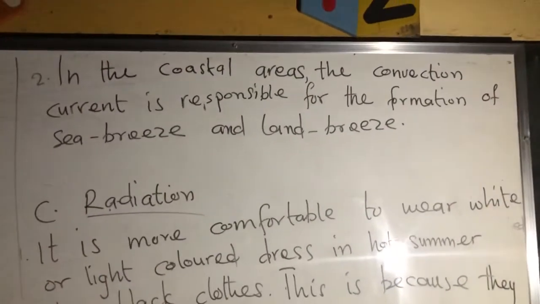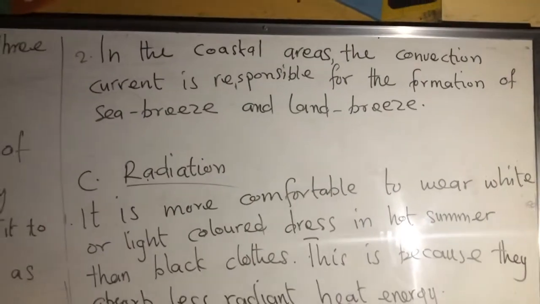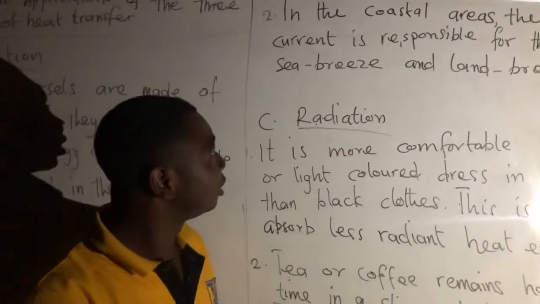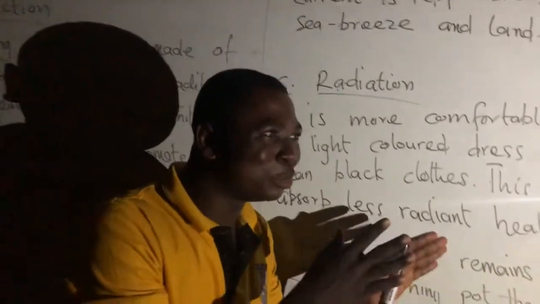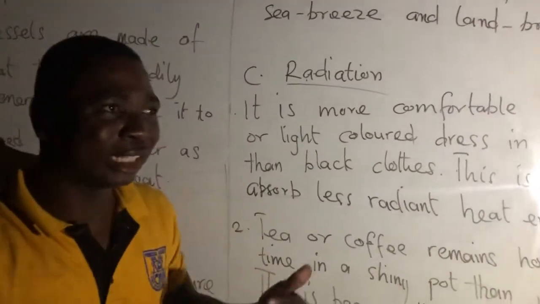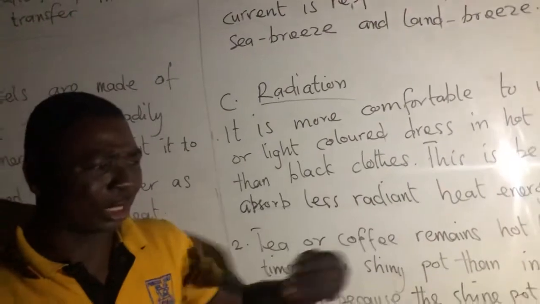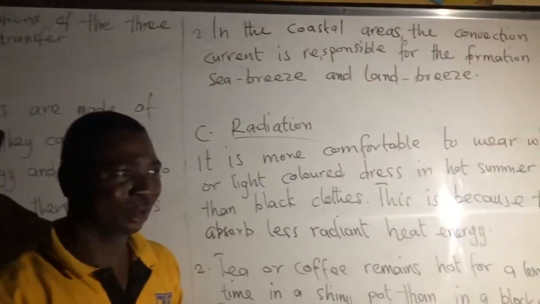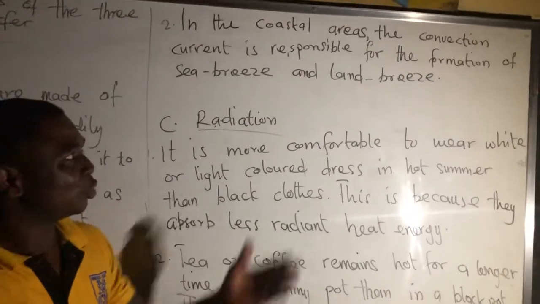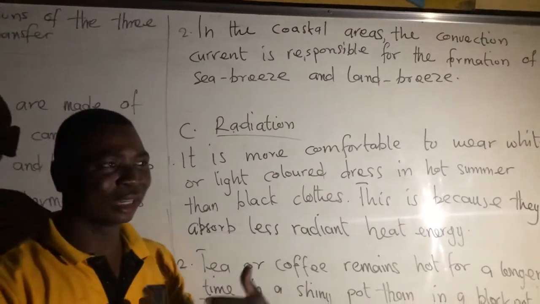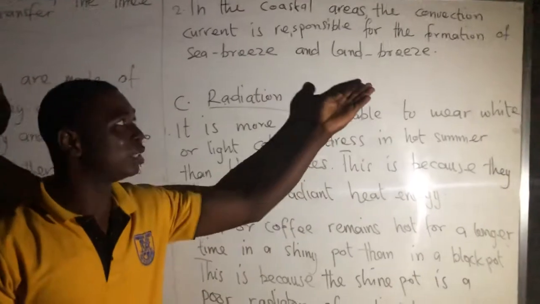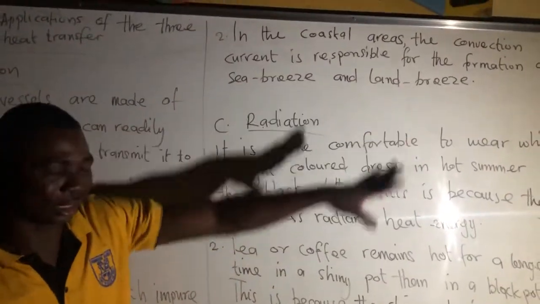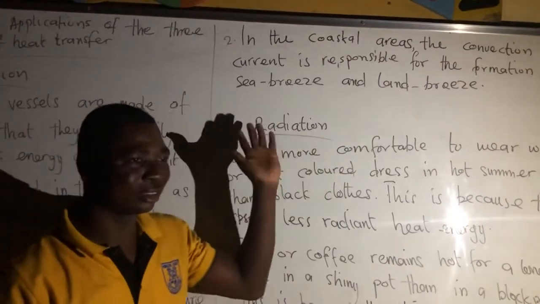When you say sea breeze, during the day when you go closer to the sea, there will be fresh air. It's like you'll be feeling very cold air outside, and during the night you'll be feeling hot. If you are closer to the sea, you'll be feeling rather warm air around the sea. That's the land breeze and then the sea breeze.